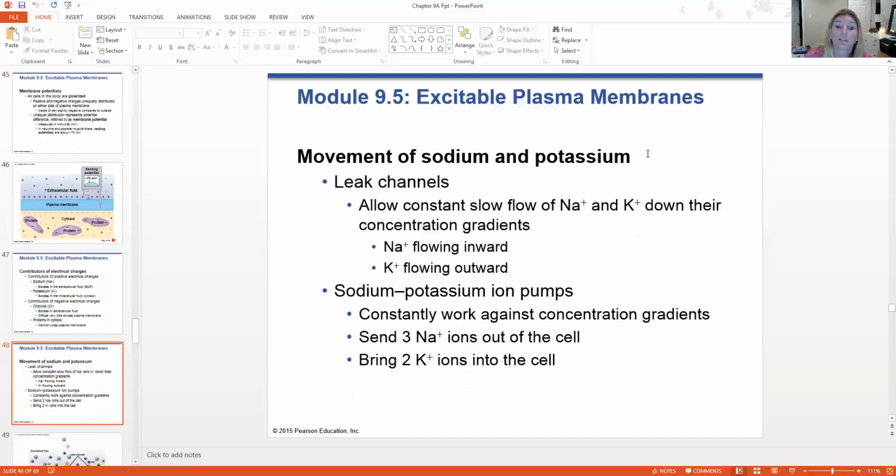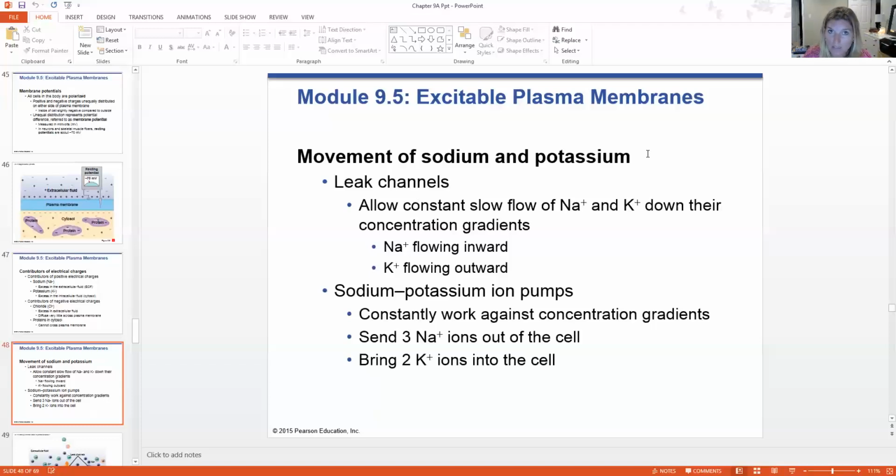So there are leak channels. Leak channels slowly allow the ions to flow down their concentration gradient. If there's lots of sodium outside the cell, like there naturally is, these sodium leak channels are constantly going to be leaking sodium into the cell, and vice versa. Potassium's in high concentration inside the cell, so these leak channels are constantly going to be leaking potassium out of the cell into the extracellular fluid.